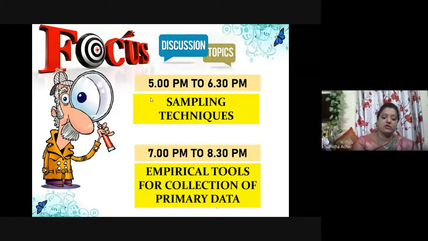Then comes the second part of our discussions, that is 7 to 8:30. The second half of our discussion was on empirical tools for collecting data, where I spoke about data collection. Under data collection, I spoke about primary data and secondary data as a segregation, and secondary data was already discussed with you, right?